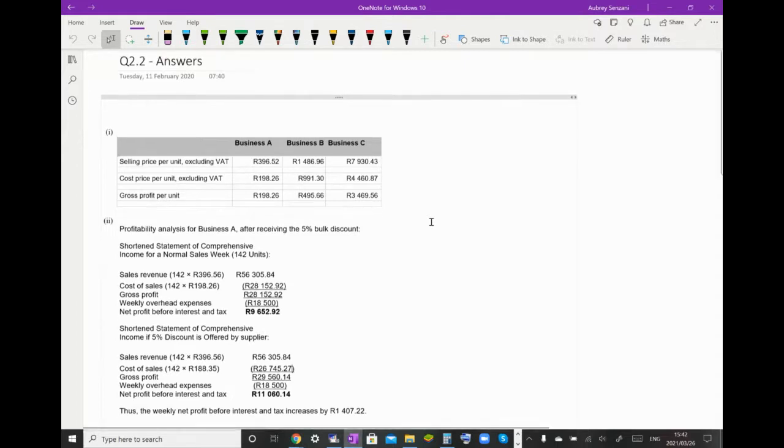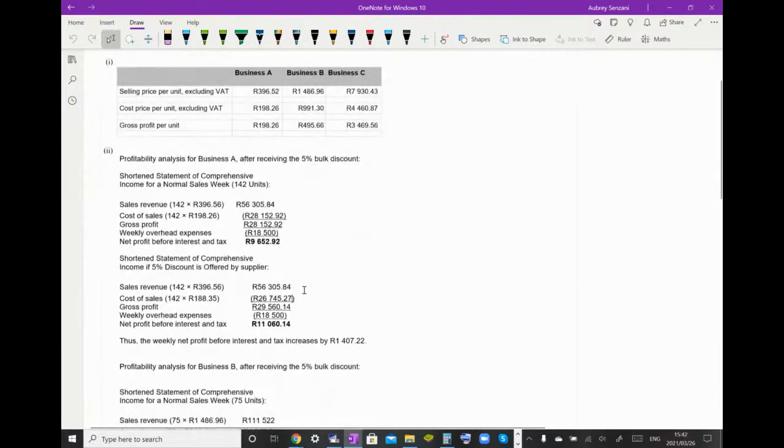profitability. If I just look at this one business, just business A, over here you can see a normal week. We made 9,652. Our gross profit was 28,000.